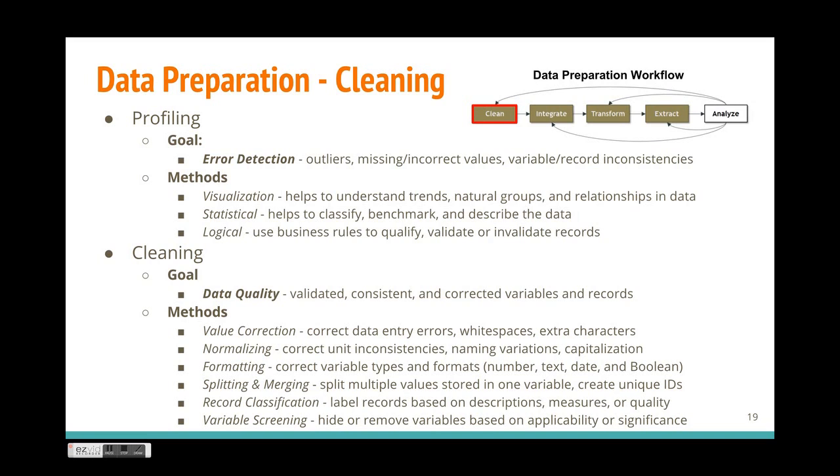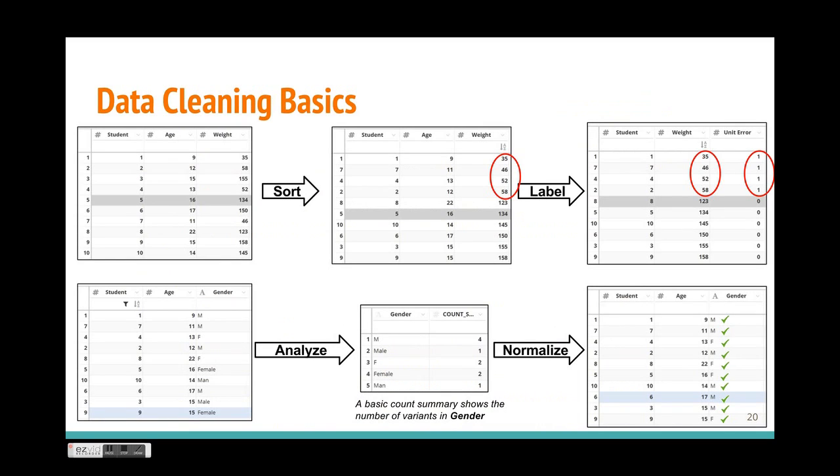In the top here we have an example of students 1 through 10, and we have their age and their weight as a small subset of the data we'll be working with. If we sort by weight, we can very quickly identify that we have some students that were measured in terms of kilograms and some students that were measured in terms of pounds for their weight.